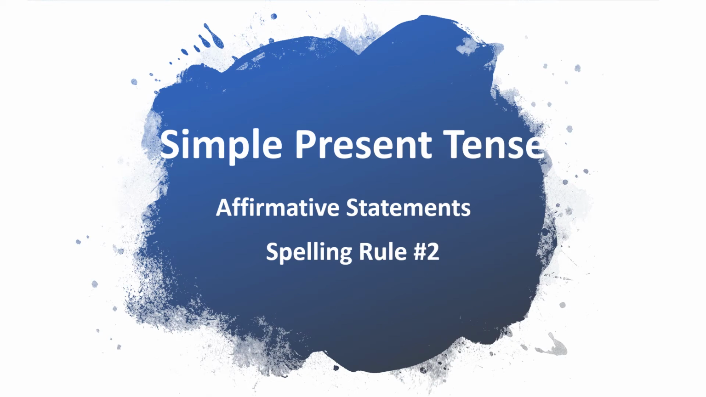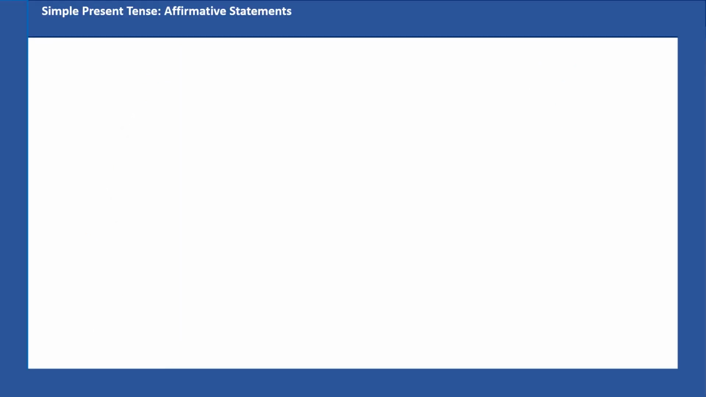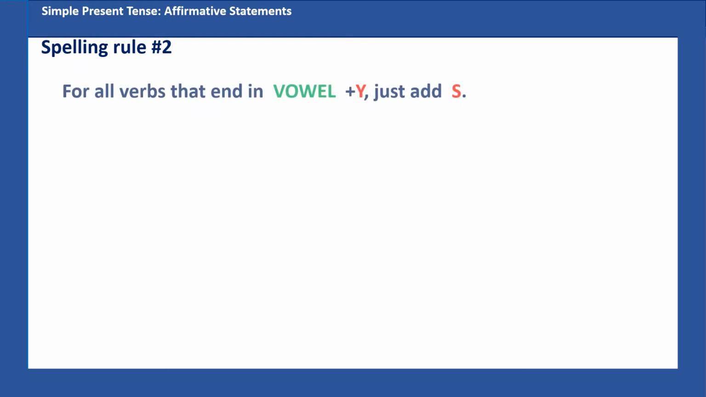Simple present tense, affirmative statements, spelling rule number 2. So there are two verb forms when you say or write the affirmative statements in the simple present tense. You can write a verb with no S and a verb with S. So now let's take a look, spelling rule number 2.